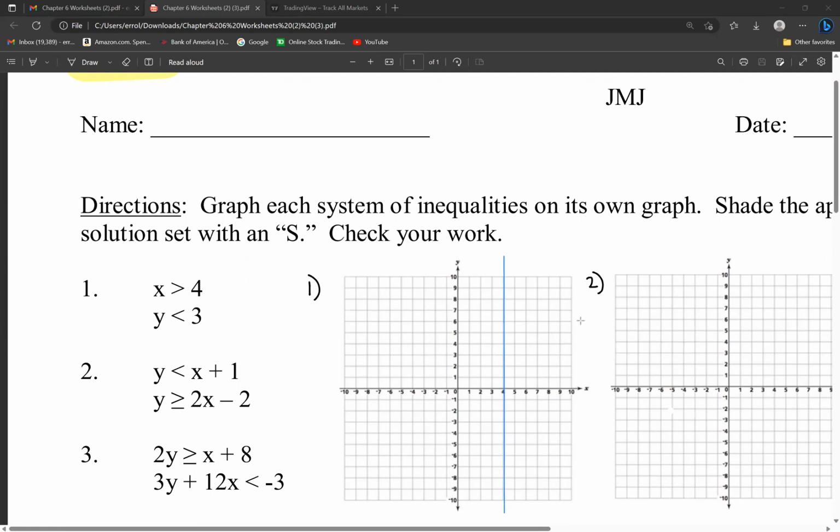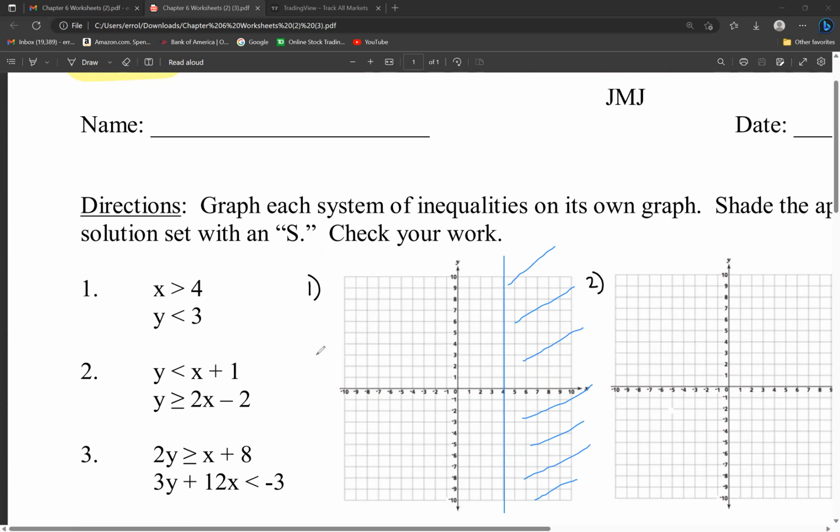Now it says x greater than 4. So is it to the right of that or to the left of that? Greater than 4. To this, right? All this stuff right here, right? Okay, so that's the first one. What does the second one look like? Y is less than 3. 0, 3.